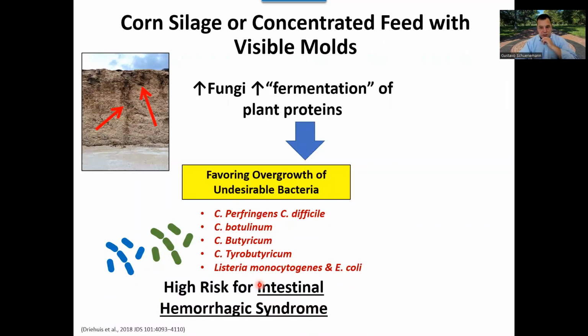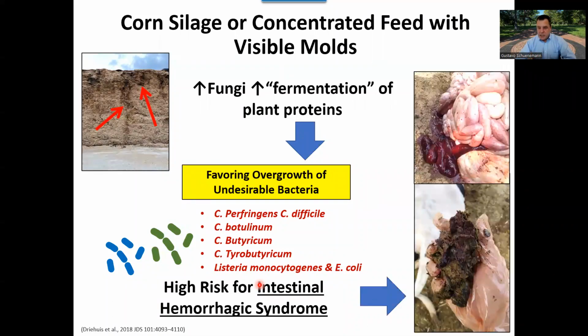This poses a high risk for this intestinal hemorrhagic syndrome, right? And what we see there is this spike, especially in high-producing cows, right? Because on a body weight basis, the dry matter intake, they eat a lot more compared to either early on in lactation or low cows, right? Or even dry cows, right? So on a body weight basis, these cows are more affected by these mycotoxins.